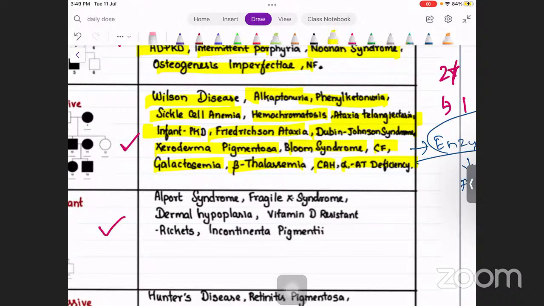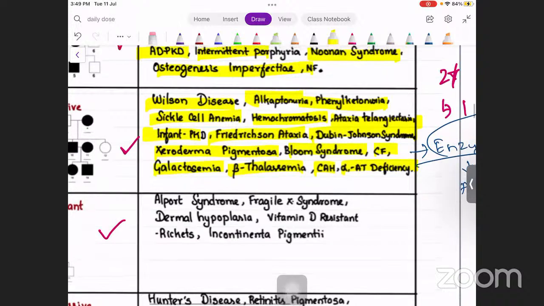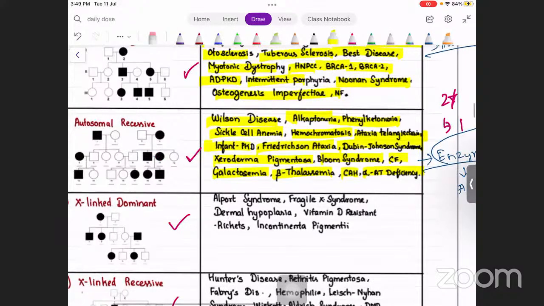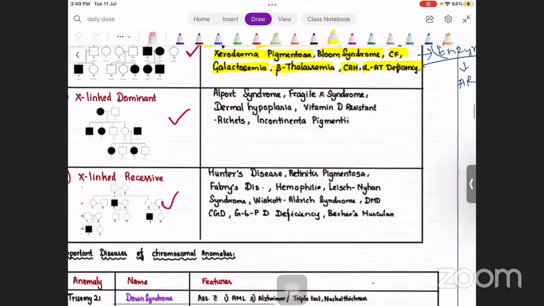And apart from that, you have congenital adrenal hyperplasia, infantile polycystic kidney disease, Bloom syndrome, and cystic fibrosis. Everything is related to an enzyme defect. So whenever you see an enzyme defect, it is mostly autosomal recessive. And whenever you see structural anomalies, a structural gene defect, then it is mostly autosomal dominant. Then you have X-linked dominant.